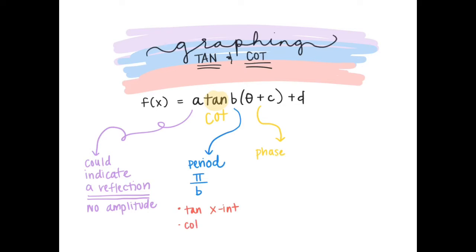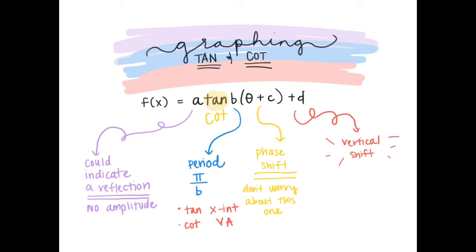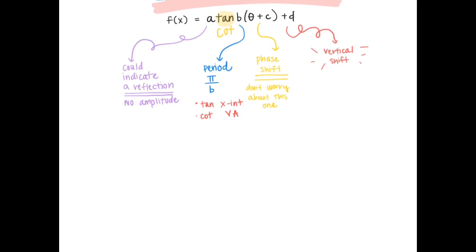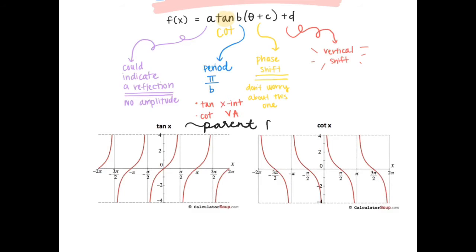This time my period is pi over b. For tangent, it's going to be my x-intercepts, and for cotangent, they are going to be my vertical asymptotes. Phase shifts, we're not going to have these with these. We're just going to stick with phase shift inside of sine and cosine, and vertical shifts are going to be the same. So let's take a look at our parent functions for tangent and cotangent.